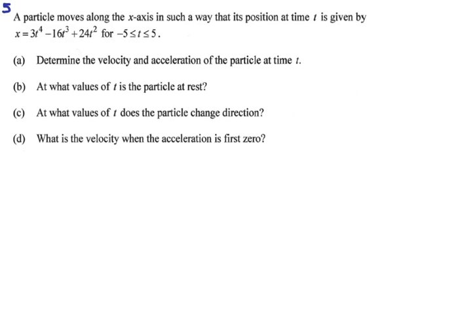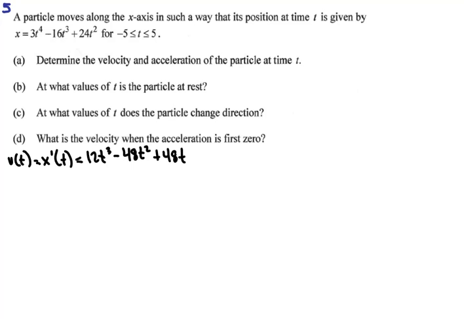Okay, number 5. First thing I need to do is find the velocity and acceleration for the particle. That's just x prime, the first derivative, and the second derivative. Taking the derivative of each of those pieces, I get 4 times 3 is 12t to the third minus 48t squared plus 48t. Now I'm going to keep going with this.